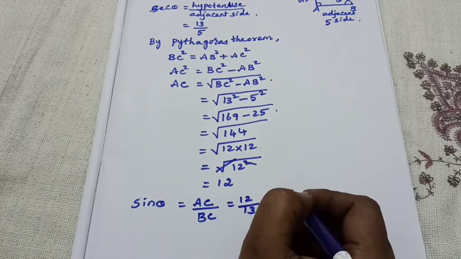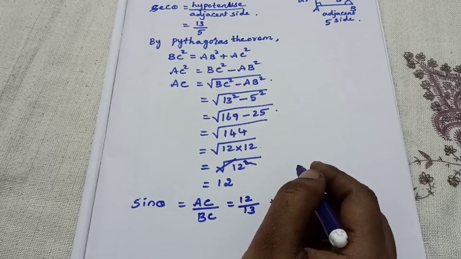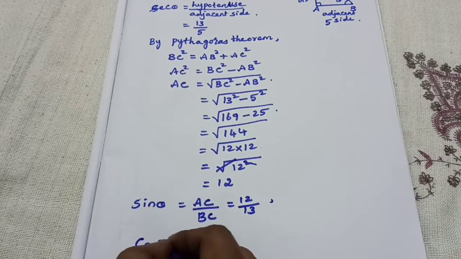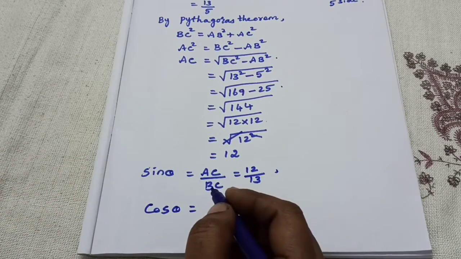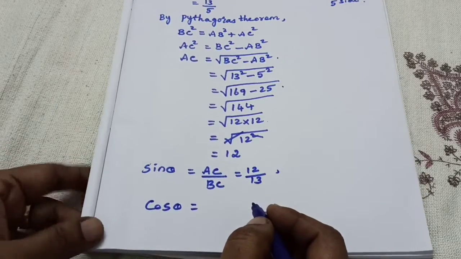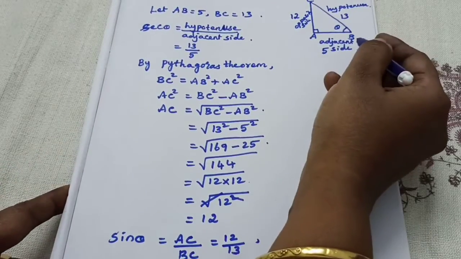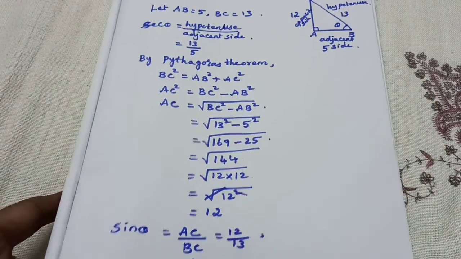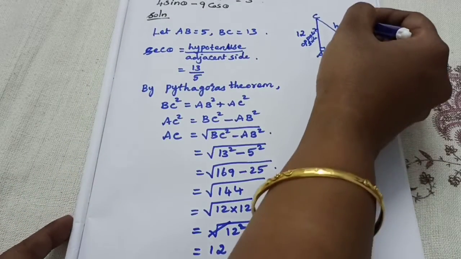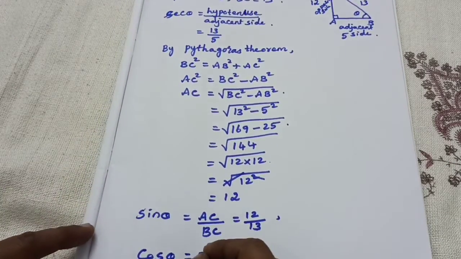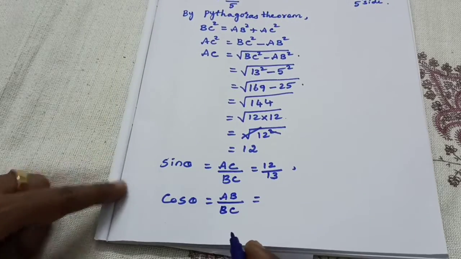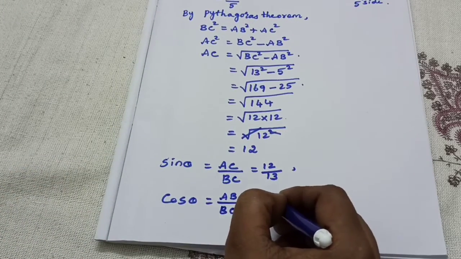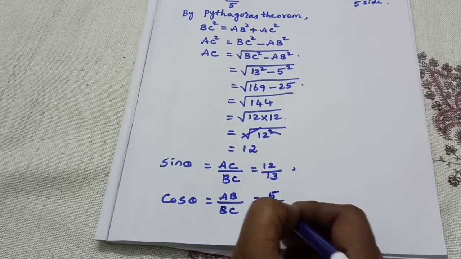Then like that we have to find cos theta, isn't it? Therefore, cos theta is equal to, what's the ratio of cos theta? Adjacent side divided by hypotenuse. Which is the hypotenuse? 13. Which is the adjacent side? Adjacent side divided by hypotenuse, that means AB divided by BC. Correct? Then AB is 5. Then BC is 13.